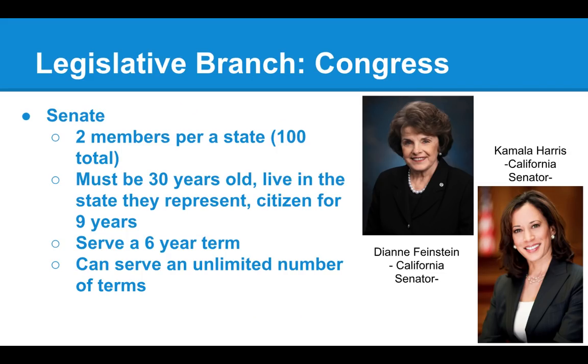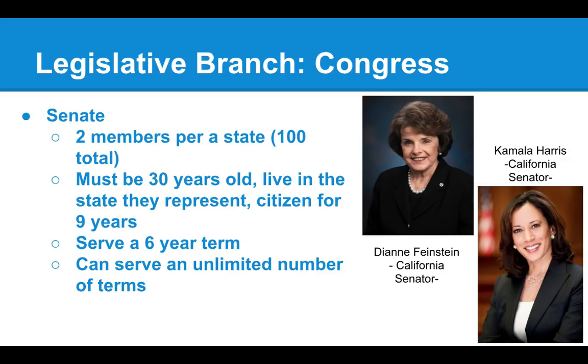So jumping to that other house, we just talked about the House of Representatives. Remember, states get seats based off of their population. Now we're jumping over to the Senate, where every state gets 2 people, so do some math, there are 100 senators, because we have 50 states, okay? So 2 from each state. To be a senator, you have to at least be 30 years old, live in the state you represent, and have been a citizen for 9 years. So again, you don't have to be born in the United States to be a senator, you just have to have been a citizen for 9 years.